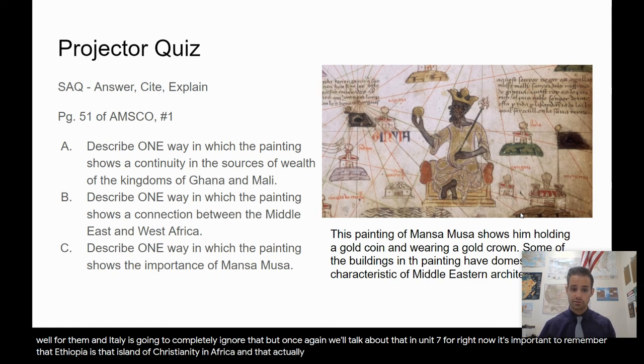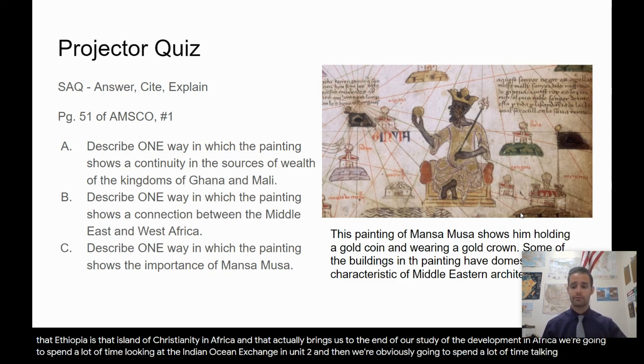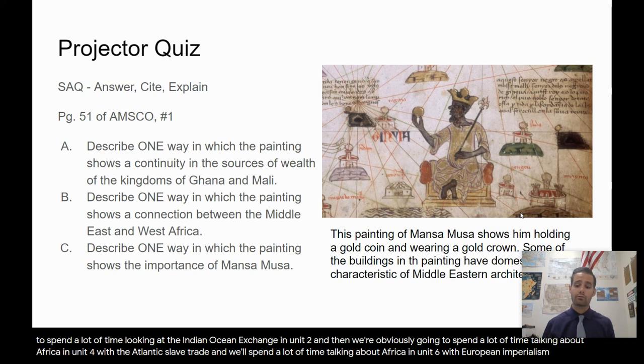And that actually brings us to the end of our study of the developments in Africa. We're going to spend a lot of time looking at the Indian Ocean Exchange in Unit 2, and then we're obviously going to spend a lot of time talking about Africa in Unit 4 with the Atlantic slave trade, and we'll spend a lot of time talking about Africa in Unit 6 with European imperialism as well. That wraps up our study of Unit 1.